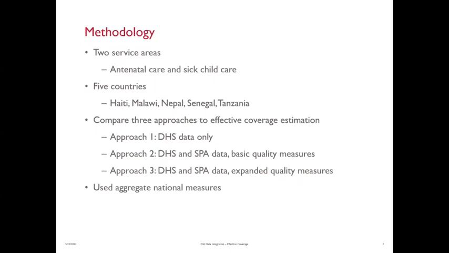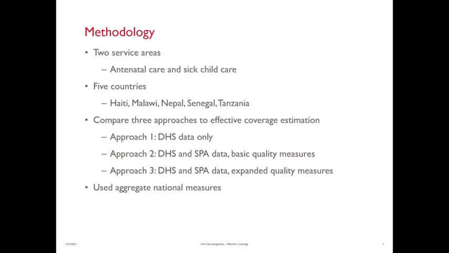So in this paper, we sought to compare a few different approaches to calculating effective coverage estimates to allow us to really better understand the implications of each approach. So we looked at two service areas, antenatal care and sick child care, and we looked at 5 countries that had a DHS and a SPA survey within 2 years of each other.